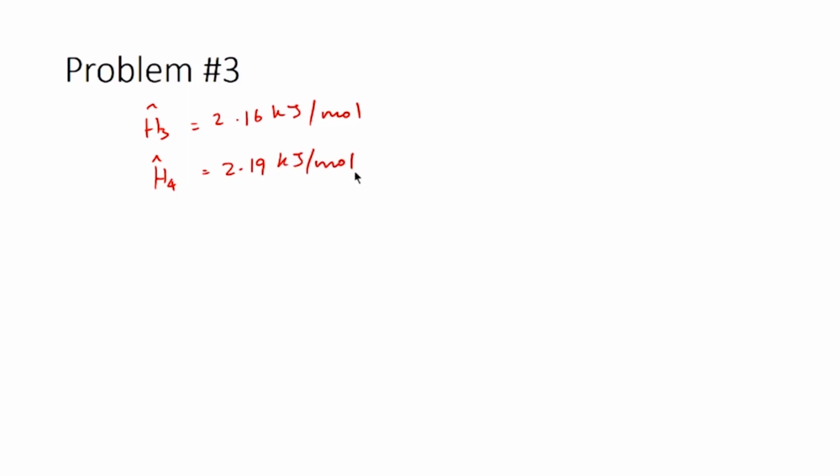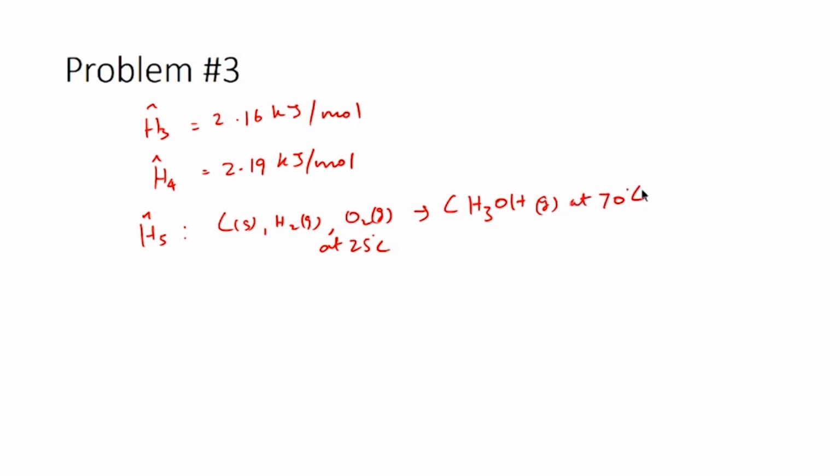and we now have to look at H5 cap and H6 cap. So, what is H5 cap? So, H5 cap is for the change in enthalpy for the process where carbon solid, hydrogen gas and oxygen gas form methanol. So, these are all at 25 degree Celsius, the reference state is at 25 degree Celsius, and it forms methanol gas at 70 degree Celsius. Now, we need to perform calculations to get this.